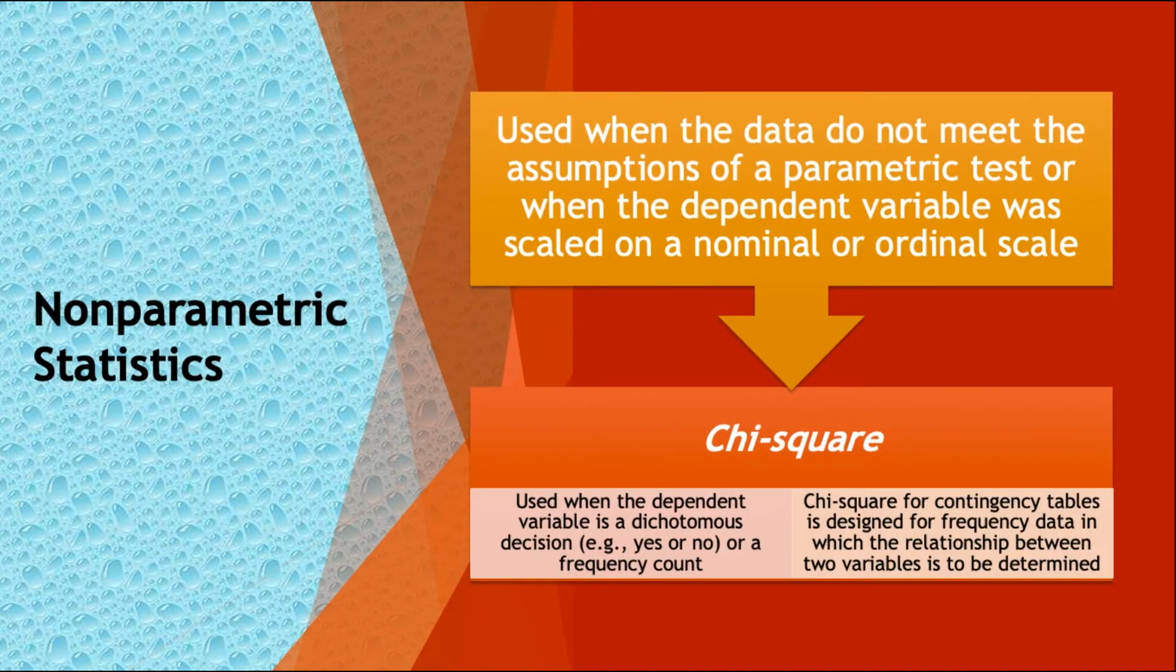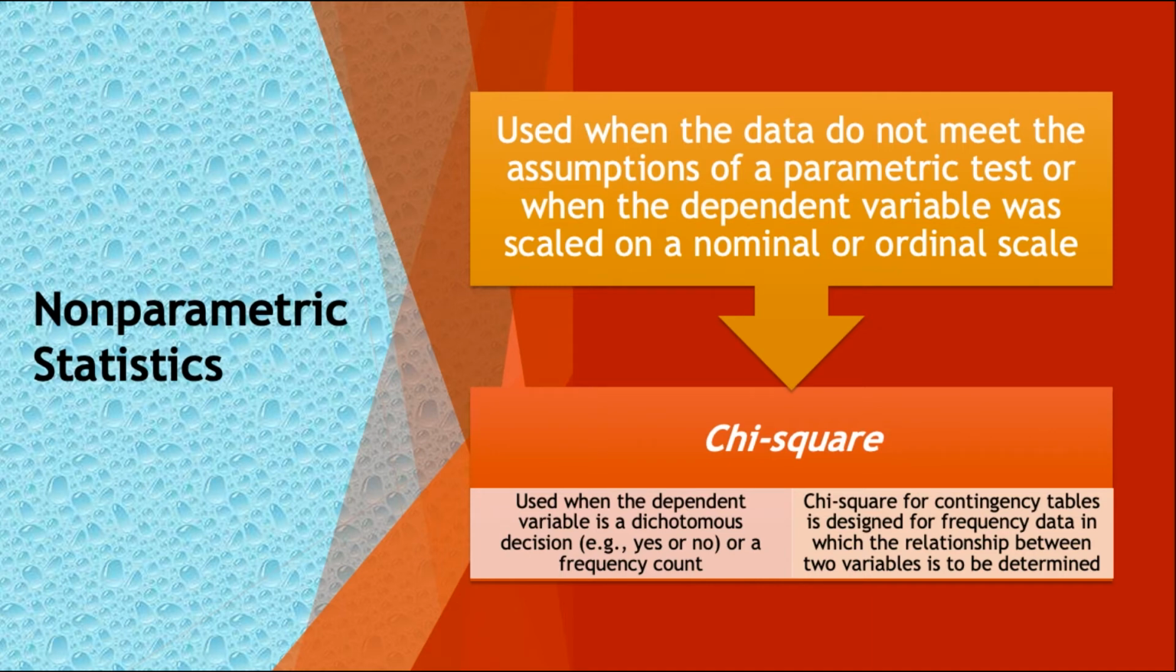So now we talk about non-parametric statistics. Thus far, the discussion has centered on parametric statistical tests only. In some situations, however, you may not be able to use parametric tests, when your data do not meet the assumptions of a parametric test, or when your dependent variable was scaled on a nominal or ordinal scale. Consider in this case a non-parametric test.